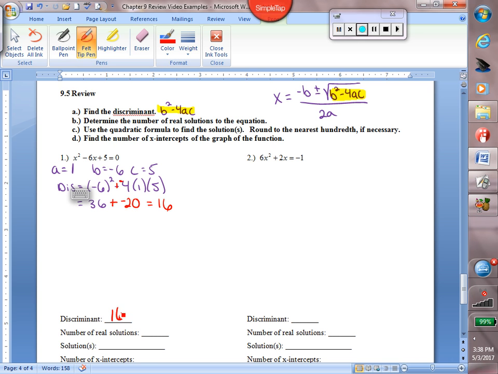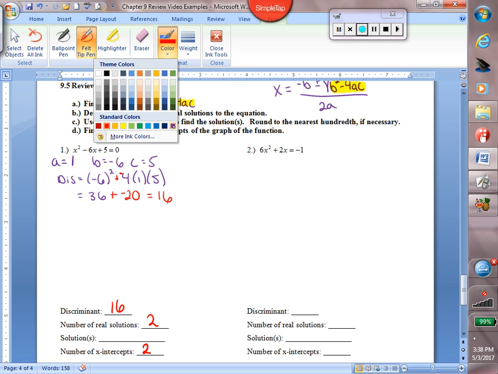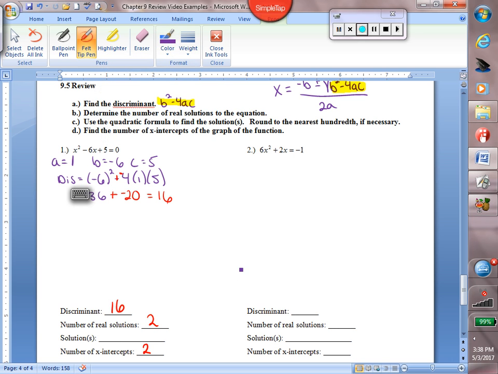Since the value of my discriminant is positive, that means we're going to have 2 solutions. Now, if we have 2 solutions, remember those solutions are just the x-intercepts of our graph. So if there are 2 real solutions, we also have 2 x-intercepts if we were to graph. Since I know I'm going to have 2 solutions, let's now use the quadratic formula to find those.